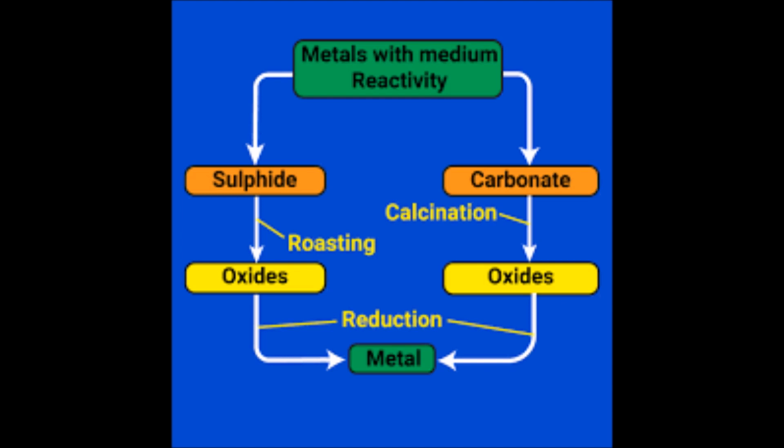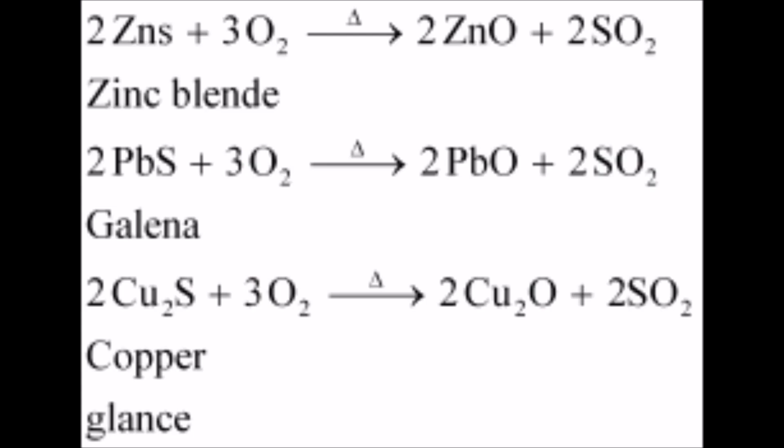The sulfide ores are converted into oxides by heating strongly in the presence of excess air. This process is known as roasting. The carbonate ores are also changed into oxides by heating strongly in limited air. This process is known as calcination. The chemical reactions that take place during the roasting and calcination of zinc ores can be shown as zinc sulfide reacting with oxygen gives zinc oxide plus sulfur dioxide. This process is called roasting. Whereas when zinc carbonate is heated alone, it gives you zinc oxide plus carbon dioxide.